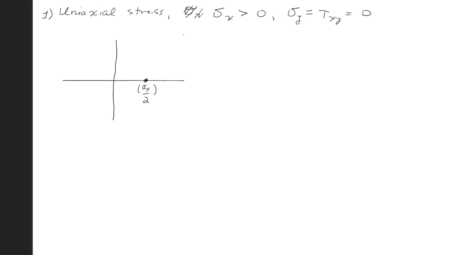Then we're going to plot the point on the x face. So the x face corresponds to sigma x, 0. So it's here. It's going to be point A. Point B is the y face, which is at 0, 0. And we can draw our circle. So now if you want to know maximum shear stresses, you know that the maximum shear stresses are going to be equal and opposite at these points. And you know that this is nothing more than the radius of the circle.